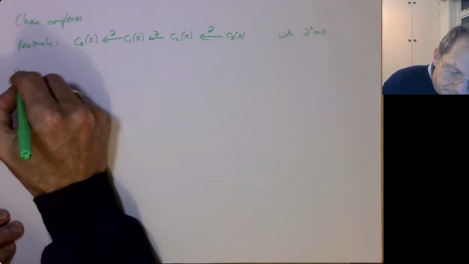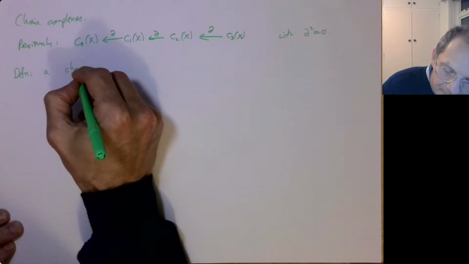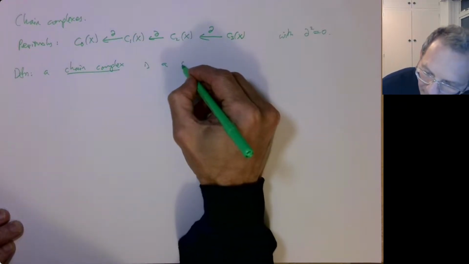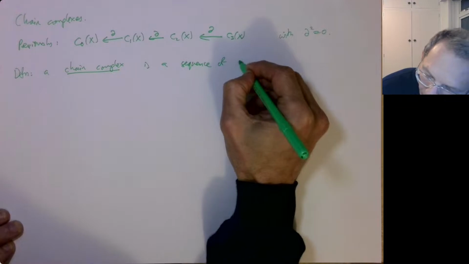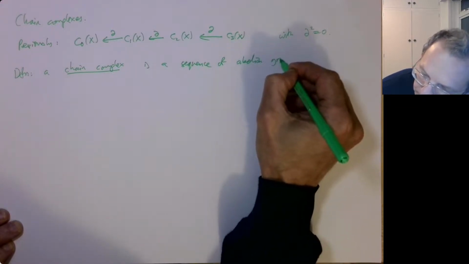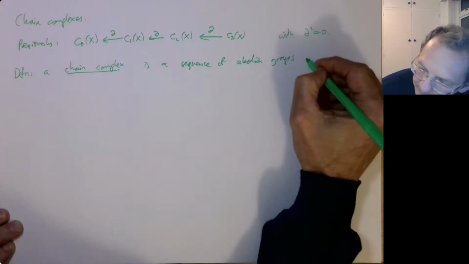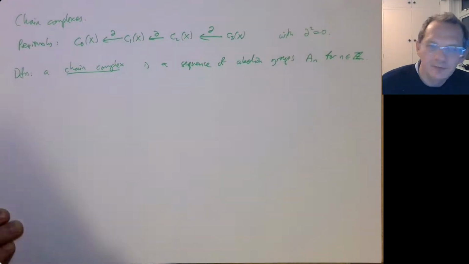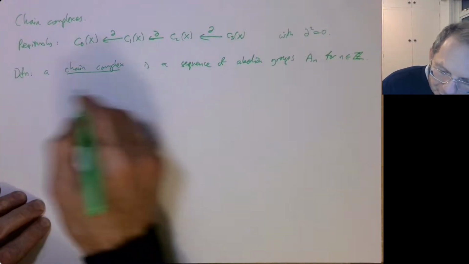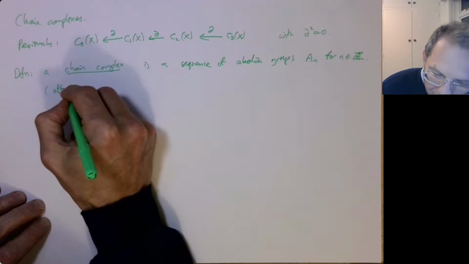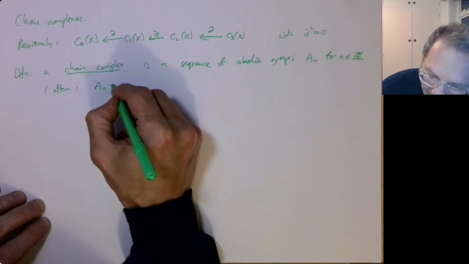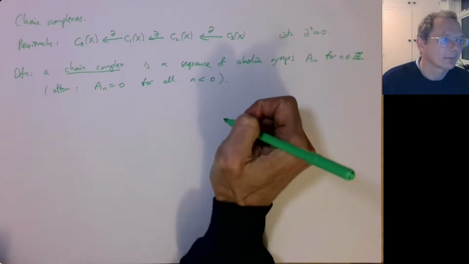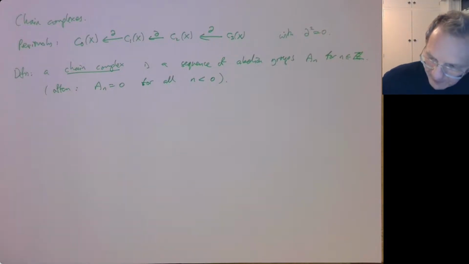So a chain complex is a sequence of abelian groups A_n. It's convenient to say that this is defined for all integers n, but it'll often be the case that A_n is 0 for all negative n. But in principle, all these A_n could be non-zero.